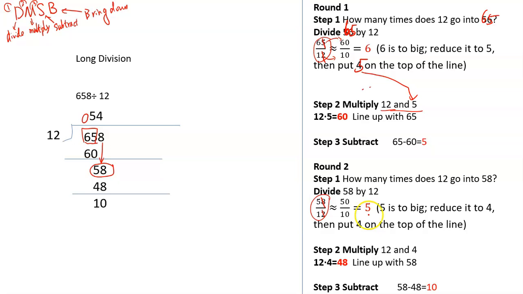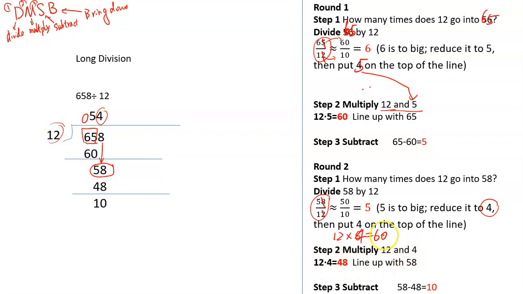So we just get 5. Again, 5 would be too big because we have 12 people. If you give everybody $5, that needs $60, but we only have 58. So let's reduce 5 down to 4. And then we multiply 12 and 4 instead of 12 and 5 now. And again, the quotient of 4, we're going to put it on top of the line here. So this is the 4. That 4 means you will give each of the 12 people $4.